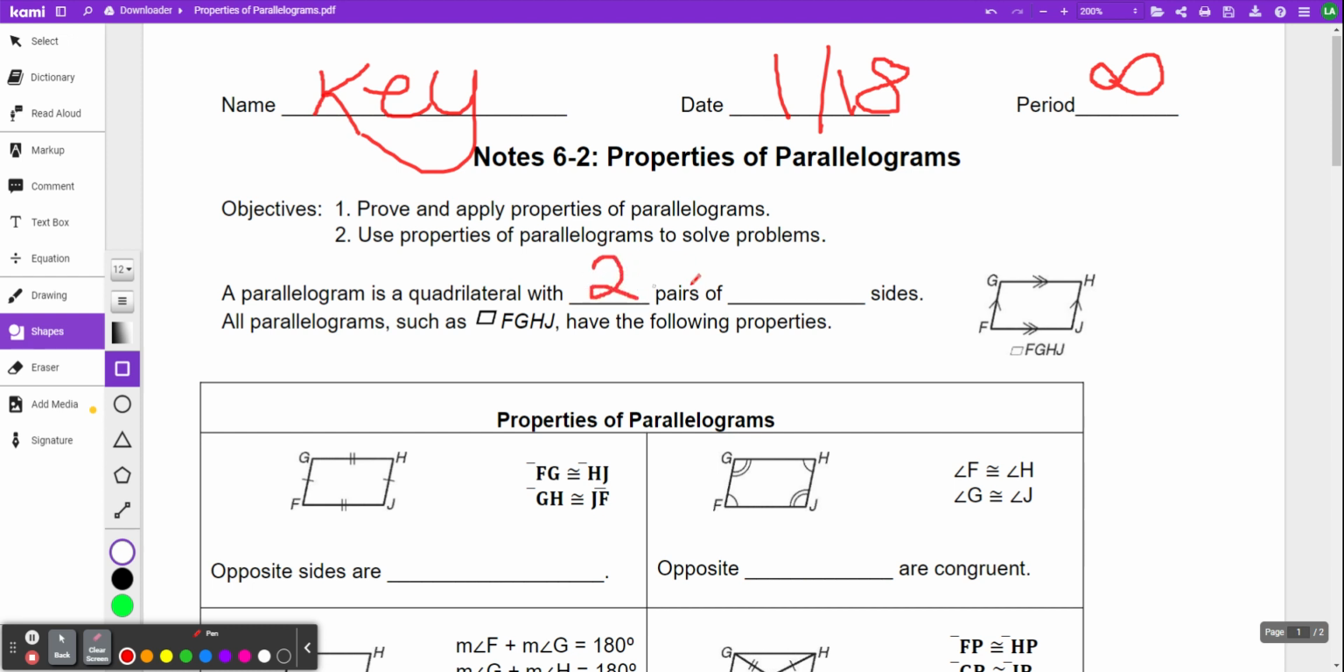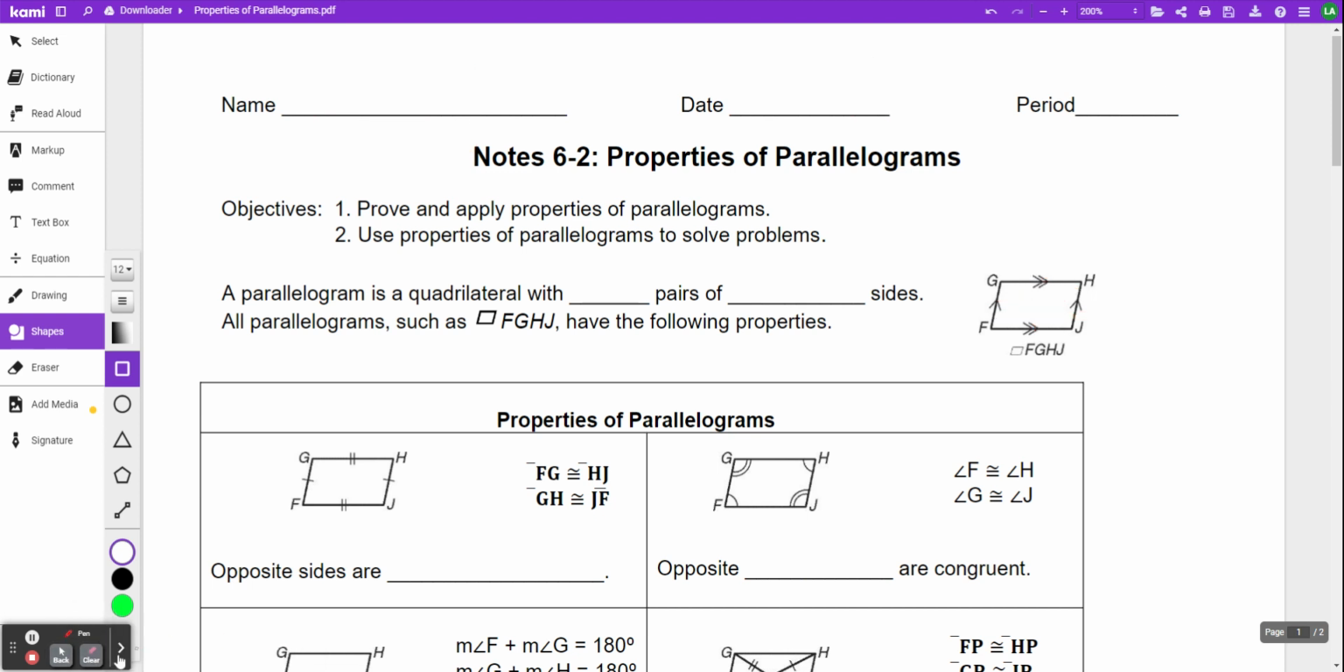And a parallelogram is a quadrilateral with two pairs. Now, two pairs is misleading. Two pairs is a total of four. See, look, two pairs, but four sides. Can I erase this stuff? What is going on? That is not what I wanted.